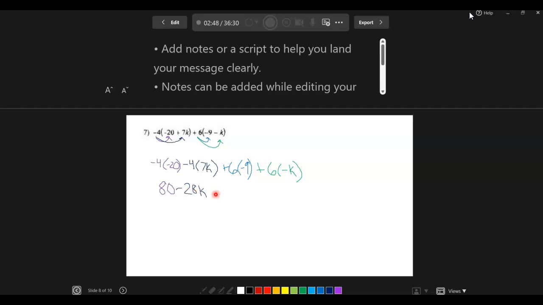Okay, positive times a negative is a negative. So it's going to be minus. 6 times 9 is 54. So minus 54. And then positive times a negative is a negative. So minus 6 times k is 6k.